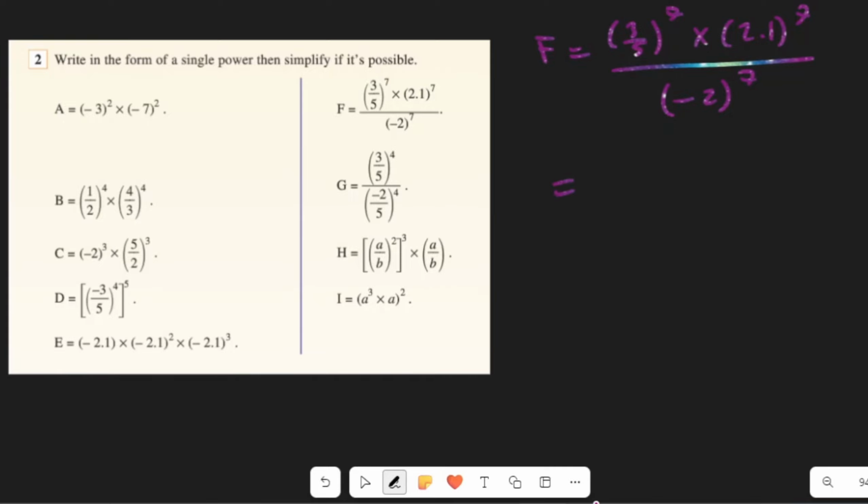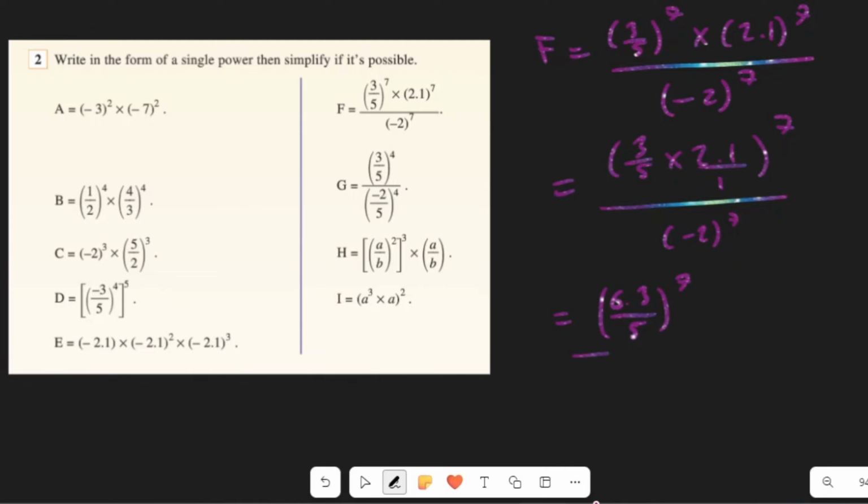First of all, in the numerator, we have (3/5)^7 multiplied by 2.1^7. Both of them are to the power 7, so we can take the power 7 outside. So we'll get (3/5 multiplied by 2.1/1)^7 all over (-2)^7. By simplifying it further, we get 3 multiplied by 2.1 is 6.3, and 5 multiplied by 1 is 5. So we get (6.3/5)^7.